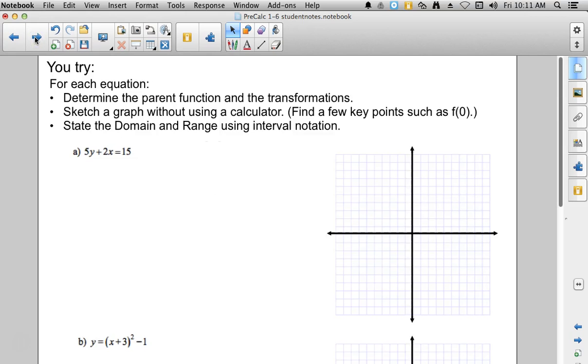All right, so we've got you try. Determine the parent function and the transformation. Sketch a graph without using a calculator. Find a few key points such as f of 0. State the domain and range using interval notation. Oh, let's see. Let's do this one. That one's a line. Yeah, I guess we haven't really ever talked about lines in this way, so let's get y by itself and let's talk about this one.